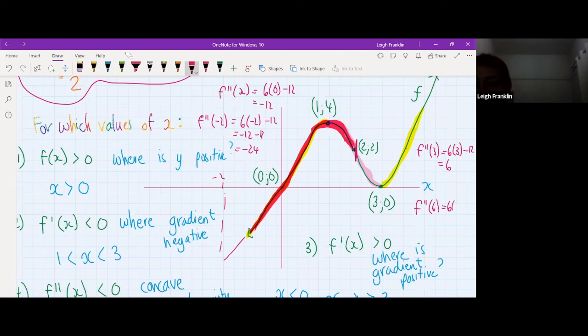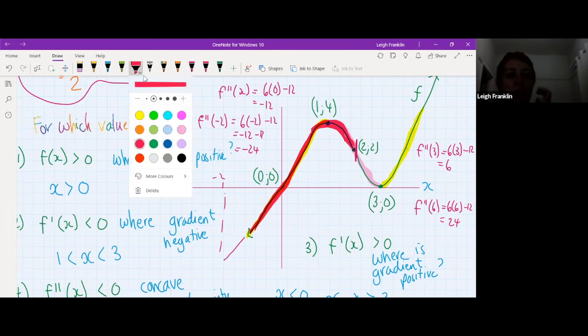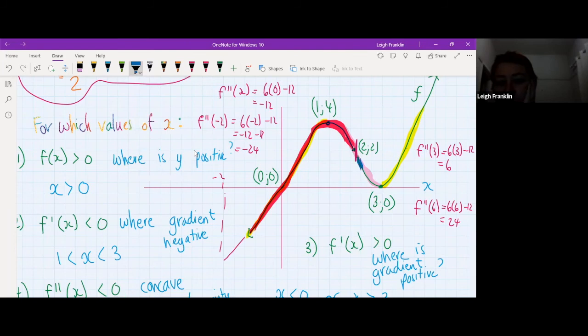Okay, I'd end up with 6 times 6 minus 12. That would give me 24. Okay, now the graph, after the point of inflection, the graph is now concave up. So here where I'm doing the darker blue, it is now concave up.